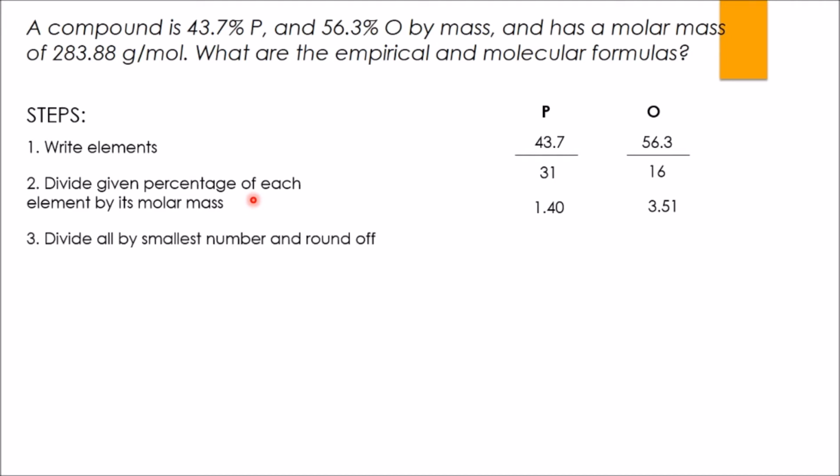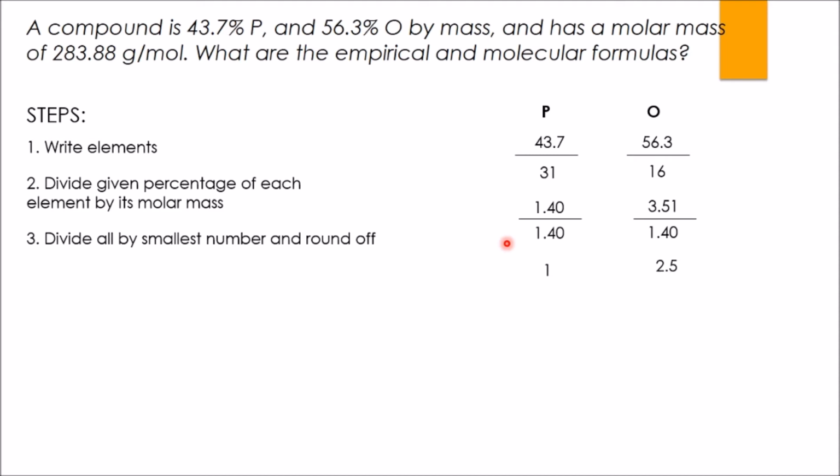What are we going to do next? Divide all the masses by the smallest number and round off. We have to look at which number is smaller in both of them. 1.40 is smaller than 3.51. We are going to divide both the numbers by 1.40. We are going to divide 1.40 by 1.40 and 3.51 also by 1.40. What are we going to get? We are going to get 1 for phosphorus and 2.5 for oxygen.